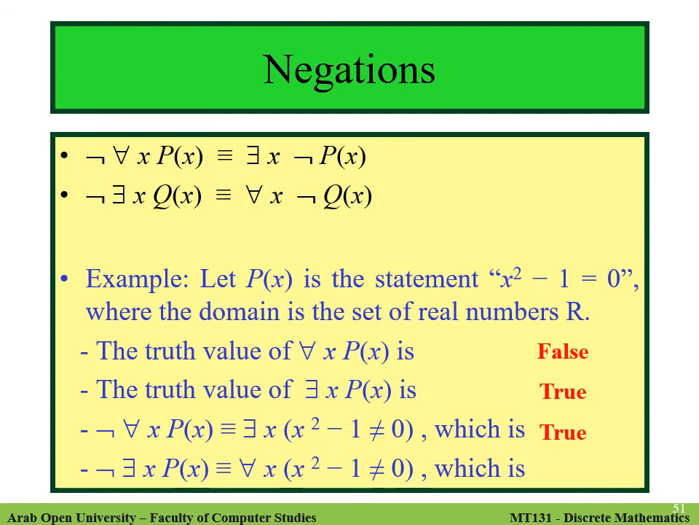Now, the second statement, there exists an x such that P of x, is a true statement, so the negation should be false. The negation should be for all x, not P of x, that is, x squared minus 1 does not equal 0. This is a false statement, and for example, if you use x equal 1, x squared minus 1 will equal 0. So this statement is false, which of course we expect since this is the negation of a true statement.